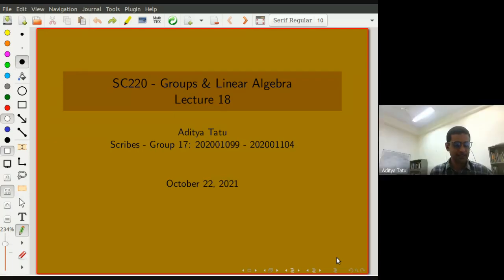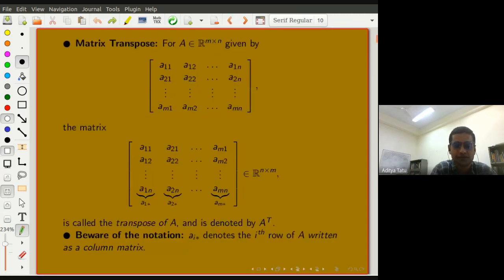Okay, so let's continue with linear algebra, unless someone has a doubt from the previous class. Any doubts, any questions so far? Okay, fine. Let's continue. So just to revisit what we did a long time back, we looked at matrix transpose, which I'm assuming is clear to everyone. If you have an M by N matrix, its transpose is an N by M matrix. Columns of the transpose are nothing but rows of the original matrix, and vice versa.